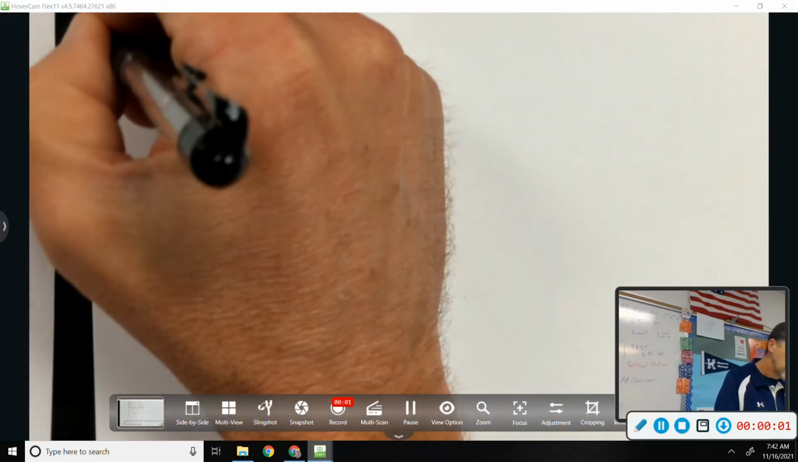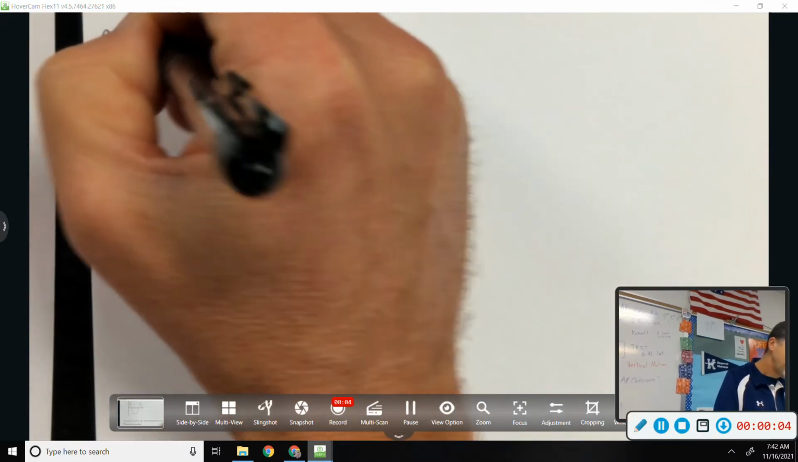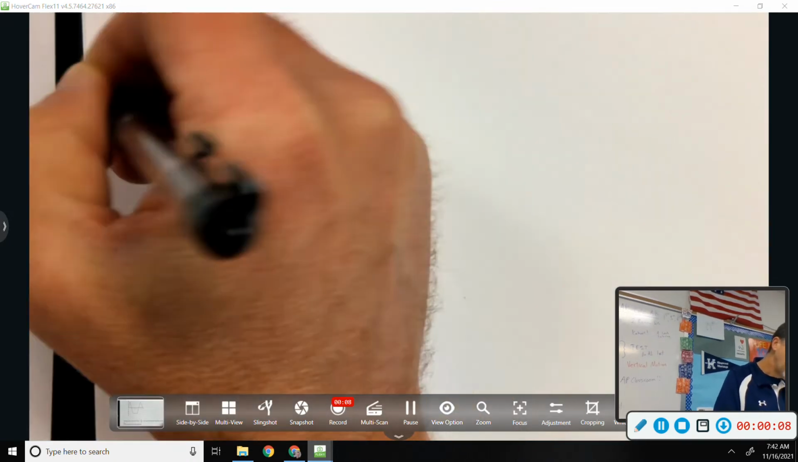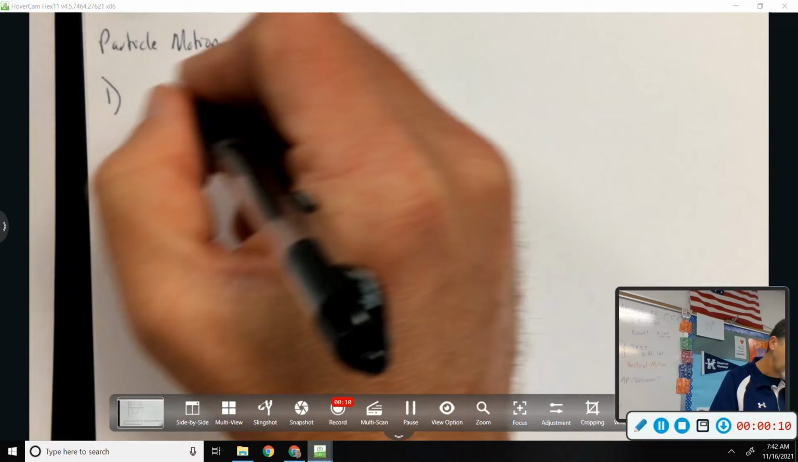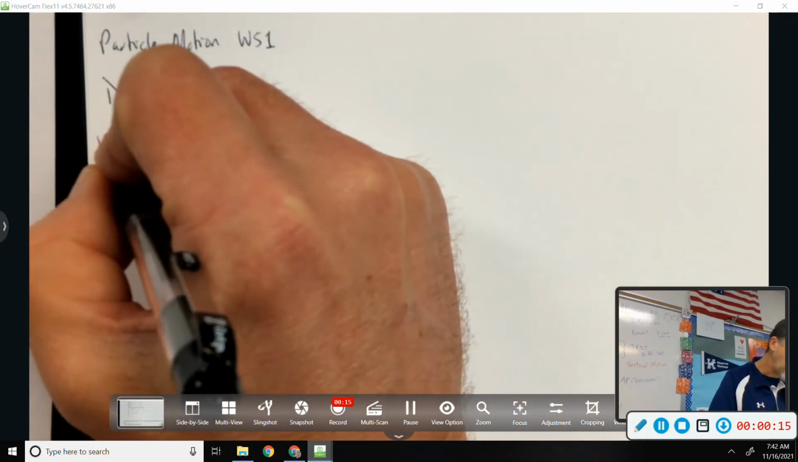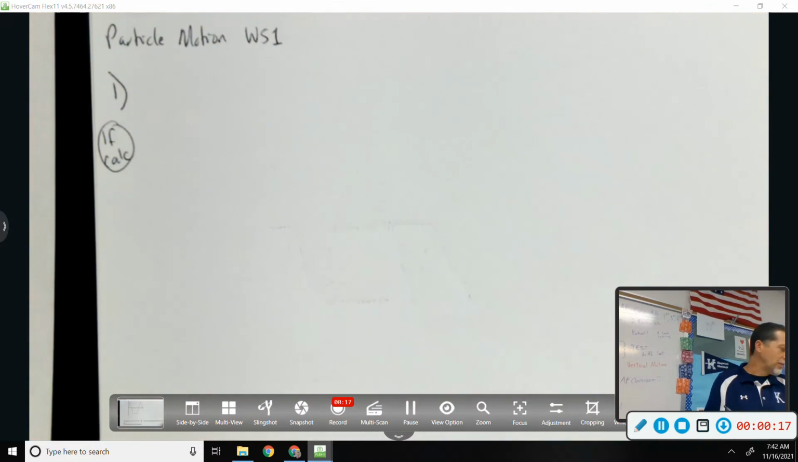You wrote about adding 27 and subtracting 72. Can you add 36? Particle motion, worksheet 1, number 1. And the calculator is only for 1F. Everything else is supposed to be no calculator. We'll see.